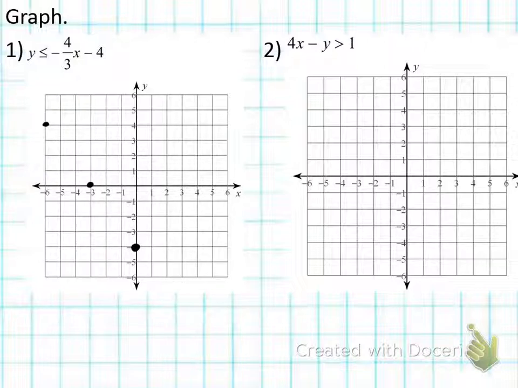Then the next thing I'm going to do is check what my inequality sign says. It says less than or equal to. Since it has the equal to sign, we're going to draw a solid line. On number 2, notice it has no equal to, so we would have a dashed line. You'll see the differences here. So we're going to draw a solid line.